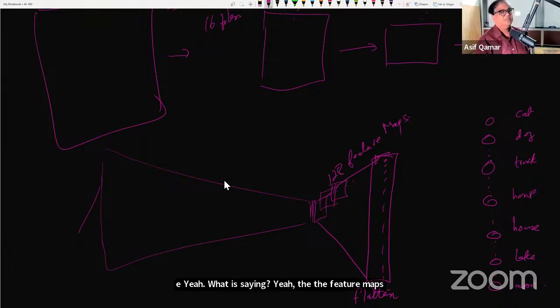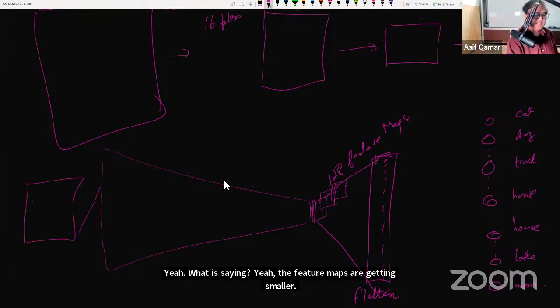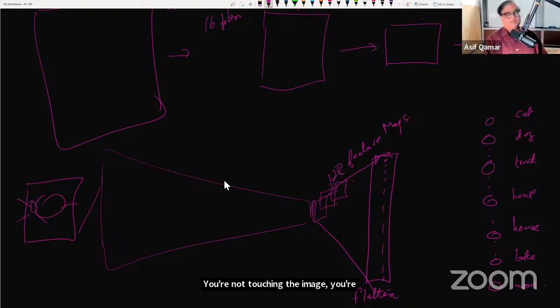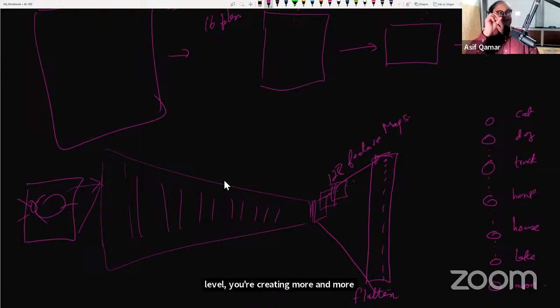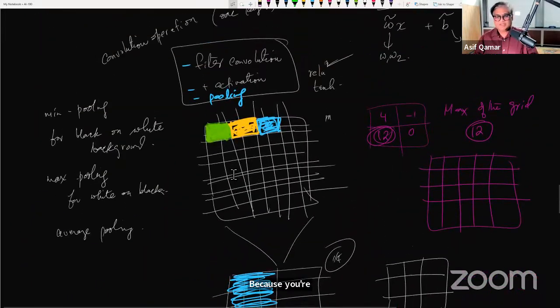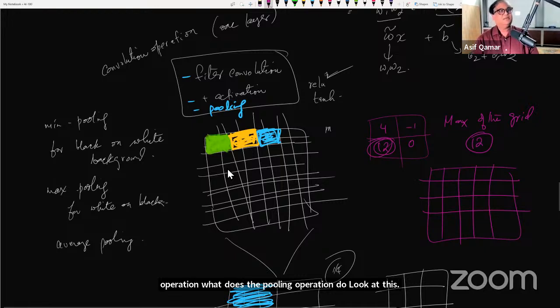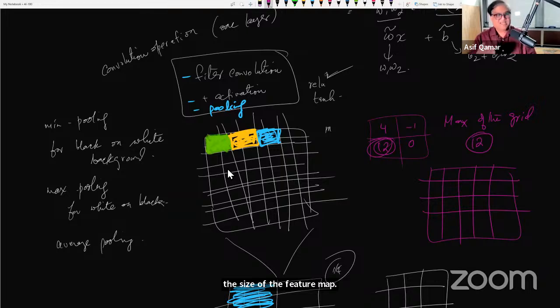The feature maps are getting smaller. You're not touching the image. You remember the image, that cat is still smiling out there. The cat was the input. At each level, you're creating more and more features, but each feature map, the grid is a smaller grid, because of the pooling operation. What does the pooling operation do? Look at this. If from 4 numbers I pick only one, what have I done to the size of the feature map? Reduced it, exactly. So as you go down successive layers, you're reducing the size of the feature maps.